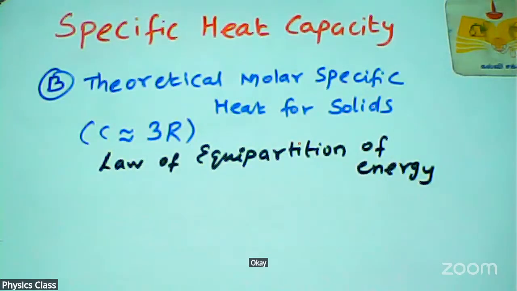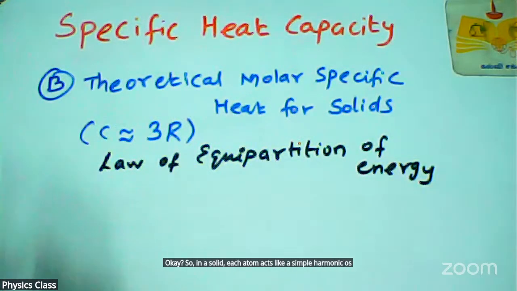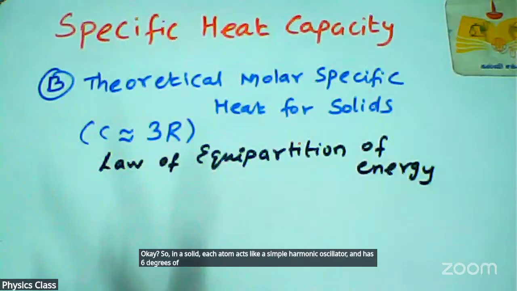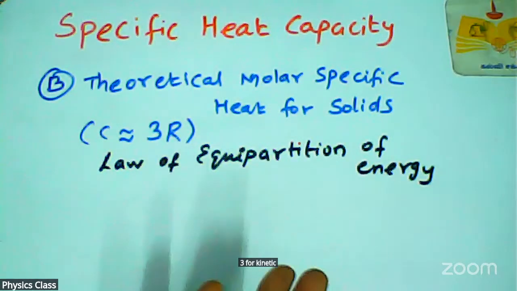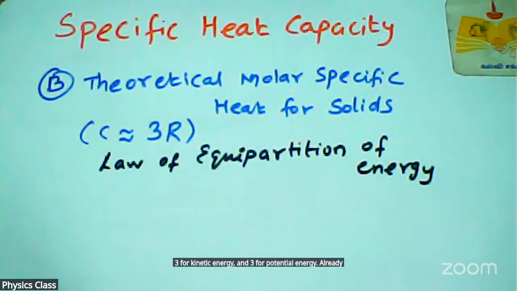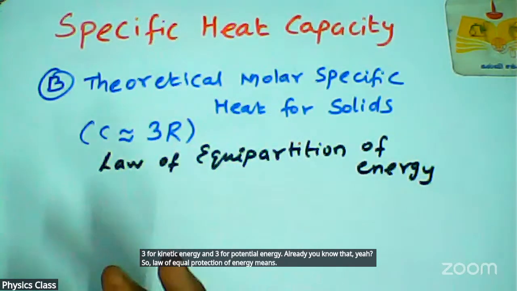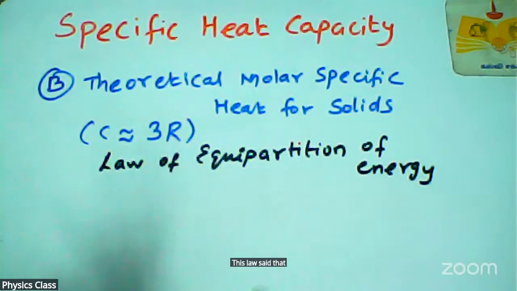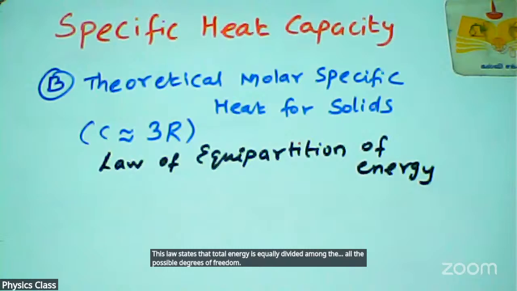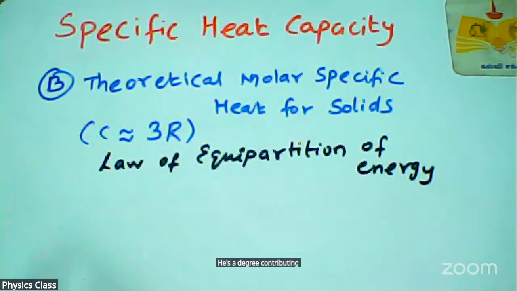In a solid, each atom acts like a simple harmonic oscillator and has 6 degrees of freedom: 3 for kinetic energy and 3 for potential energy. Already you know that. So the law of equipartition of energy states that total energy is equally divided among all the possible degrees of freedom, each contributing 1 by 2 kT of energy per molecule.